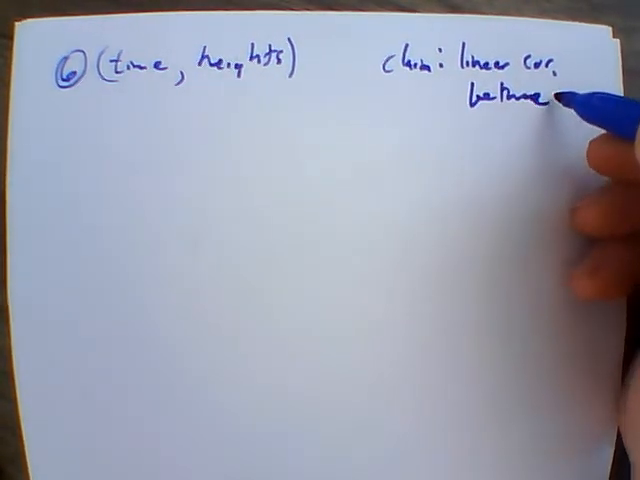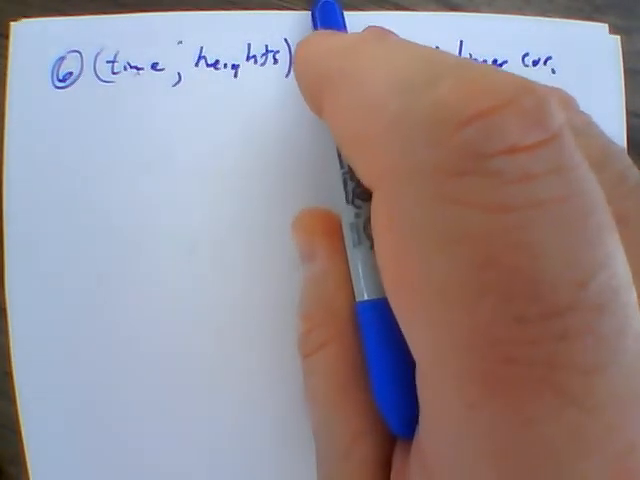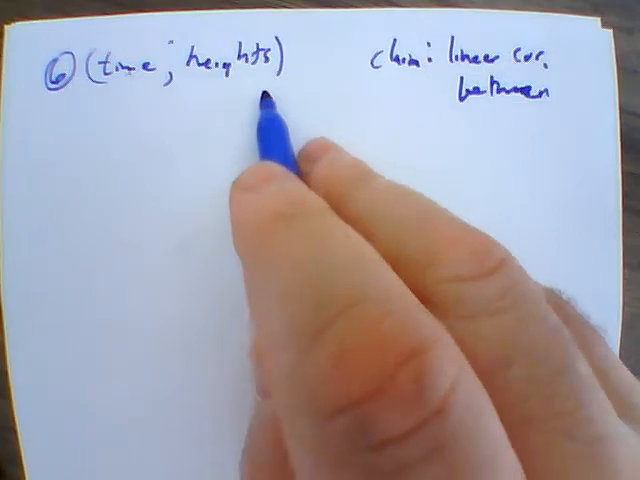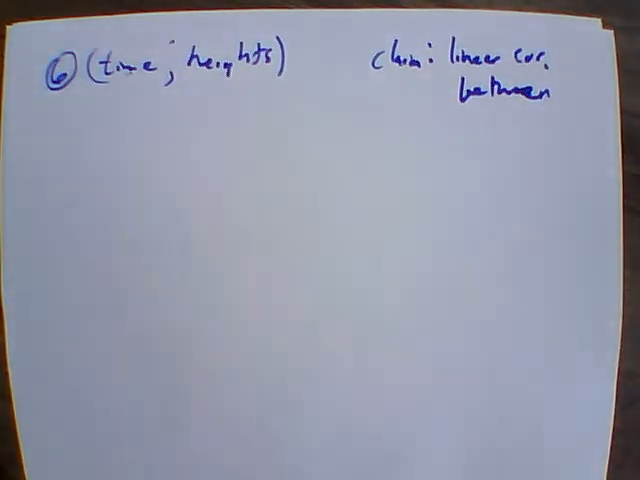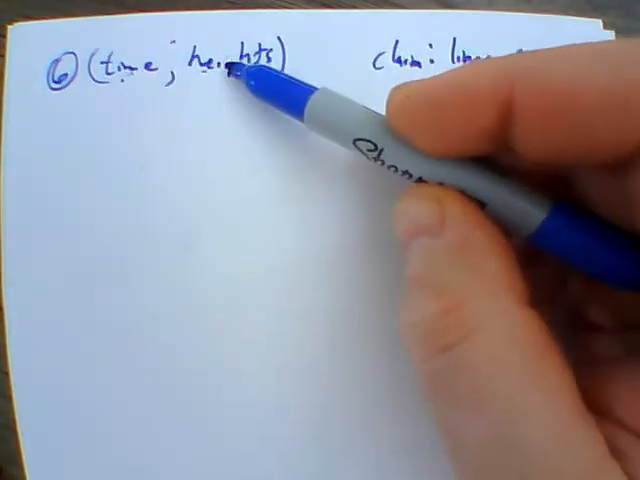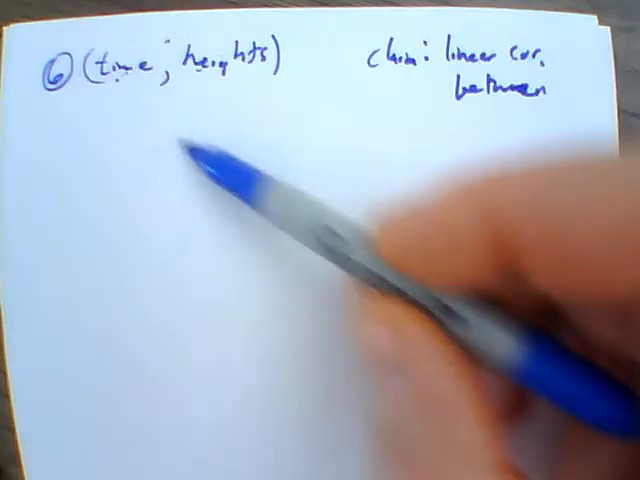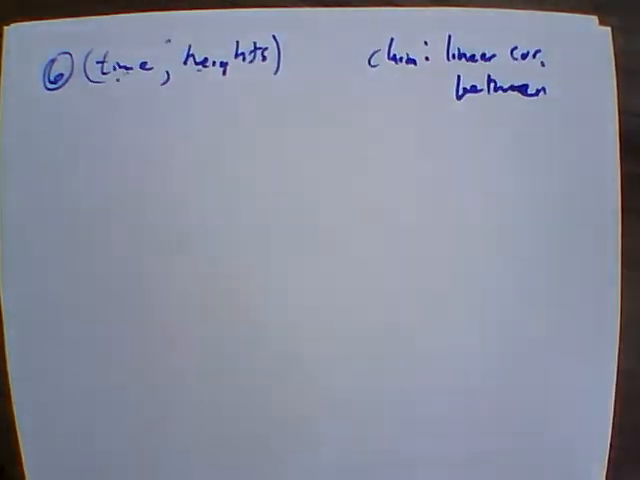Okay, so are we showing that as time goes up, the heights go up also, and as time goes down, the heights go down? Or if the times are short, the heights are high, and as the times lengthen out, the heights go down. So either as one goes longer, the other goes up or down. They don't tell us if it's positive or negative.